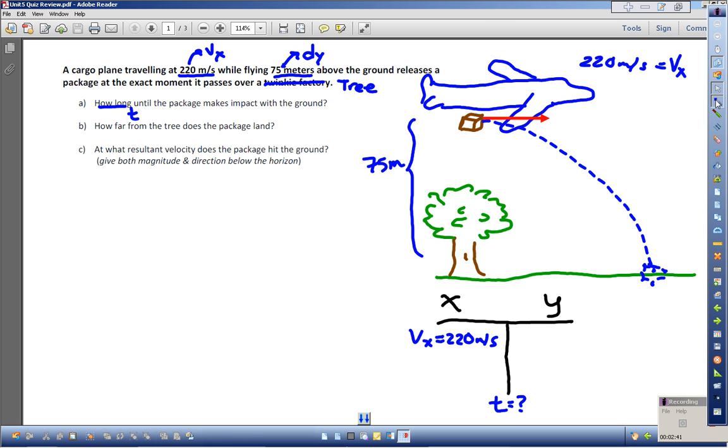In the vertical direction, I do know a few things. Some are implied and some are explicitly told to me. For example, the fact that this is shot straight out or just dropped tells me that the initial velocity in the vertical direction must be 0 meters per second. And I'm also told that the vertical displacement is 75 meters. The fact that this is being dropped under the influence of gravity, so pure free fall, tells me that this has an acceleration of 9.8 meters per second squared.